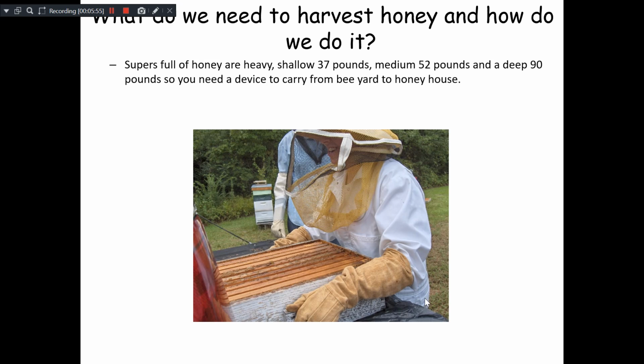A good super will weigh about 37 pounds, 52 pounds, even sometimes 90 pounds, depending on the honey. See here, the frames are fitted in the box, and on the frames, the honeycombs are tied.